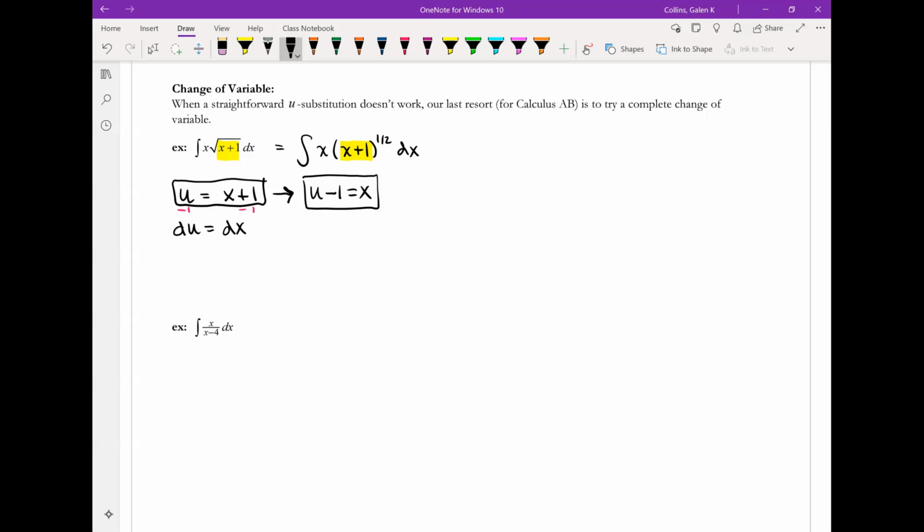All right, so now if we rewrite our integrand, where I see x, I'm going to substitute u minus 1. Where I see x plus 1, I'm going to substitute u. And then lastly, our dx is just going to become a du.